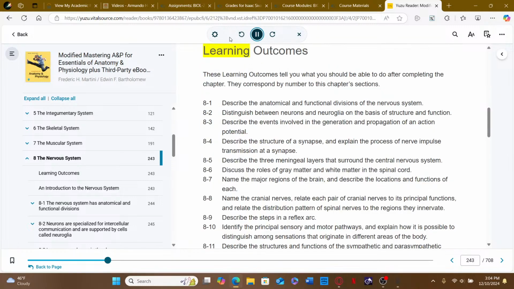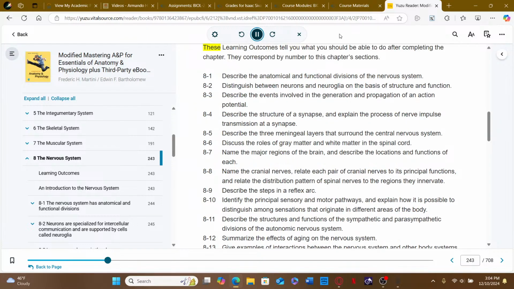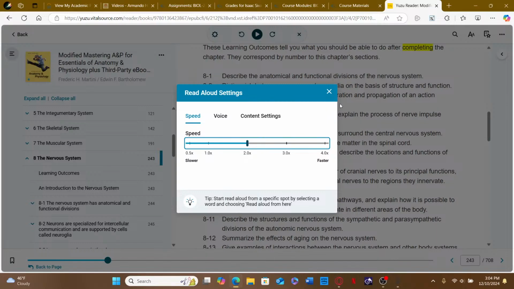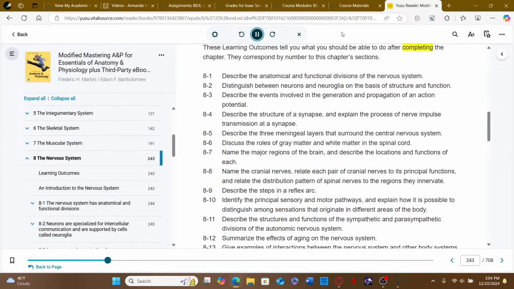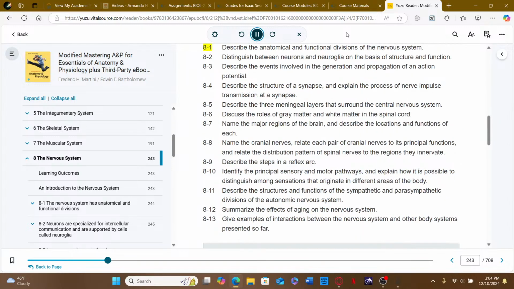8. The nervous system. Learning outcomes. These learning outcomes tell you what you should be able to do after completing the chapter. They correspond by number to this chapter's sections.